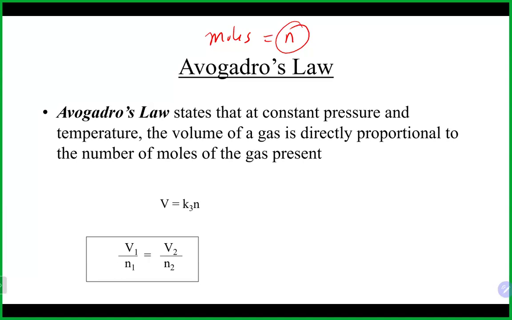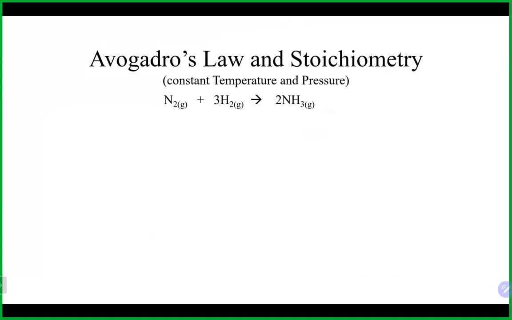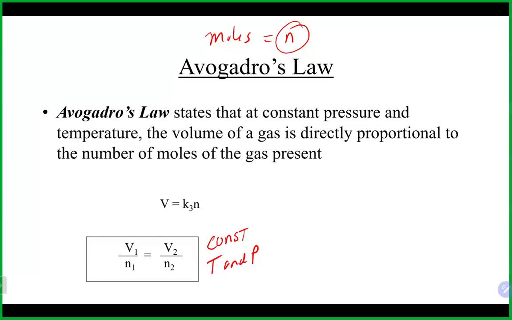This is Avogadro's law, which is V1 over N1 equals V2 over N2. This is actually at two conditions: constant temperature and pressure. So under constant temperature and pressure, V1 over N1 equals V2 over N2. Now, Avogadro's law is like any other gas law. You can basically plug and chug into Avogadro's law and solve for something that's missing.